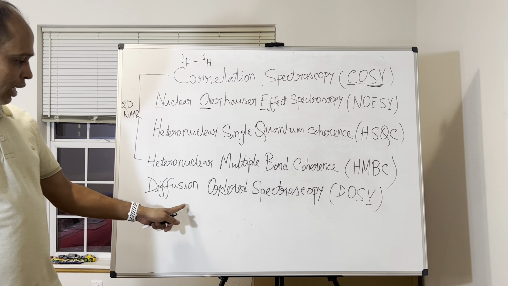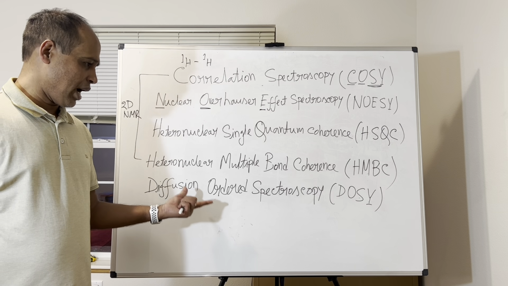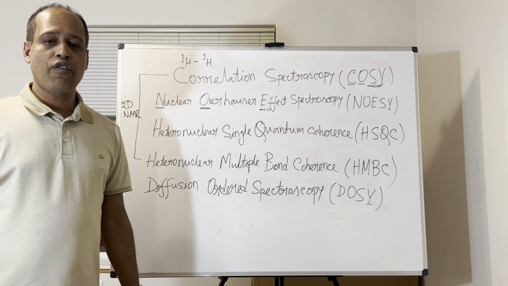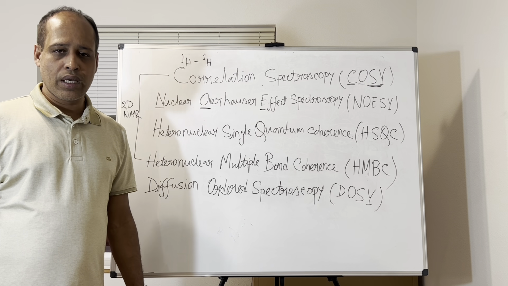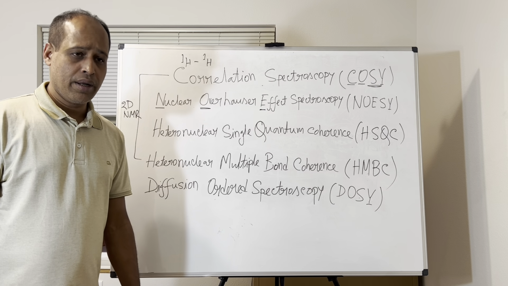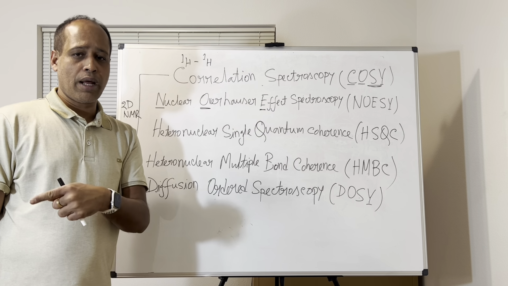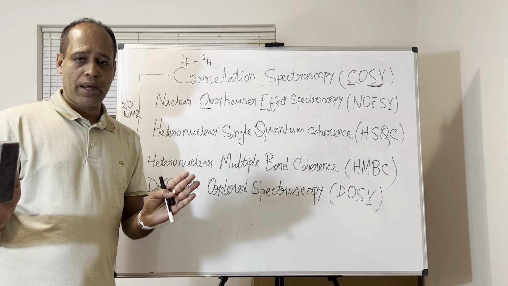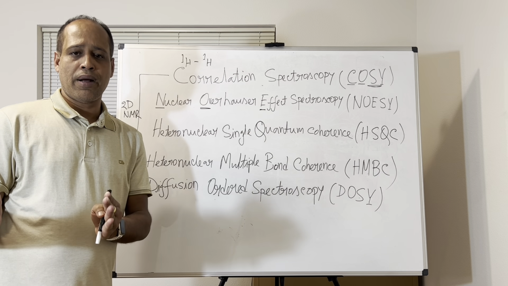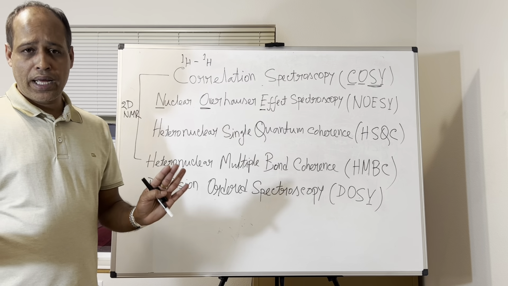But the last one, some people say 2D, but I wouldn't say it is 2D. It is called diffusion ordered spectroscopy, or DOSY. If you want to know what DOSY is and how to collect DOSY on the Bruker 500 megahertz NMR, you can watch one of the videos on my channel. I uploaded it a long time ago, and it covers the total process of how to take the DOSY NMR, how to analyze it, and what the application is. If you have any questions, just ask me in that video. I'll be happy to answer.